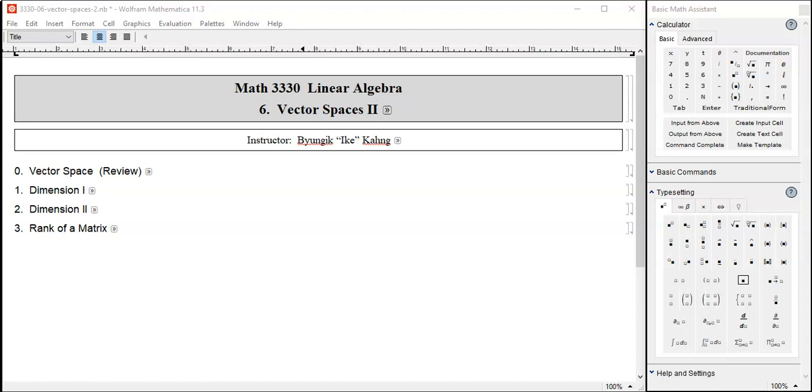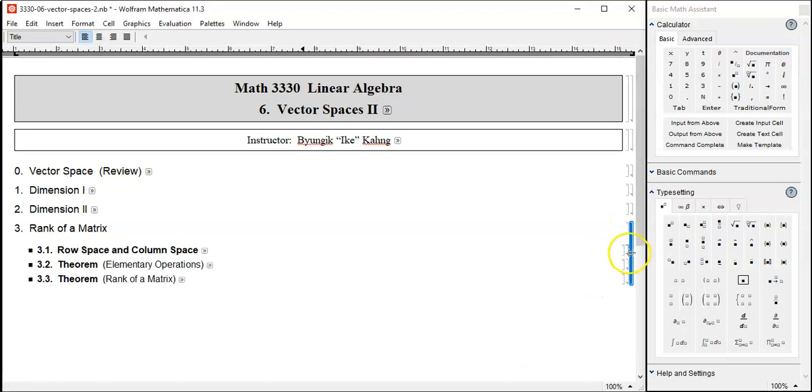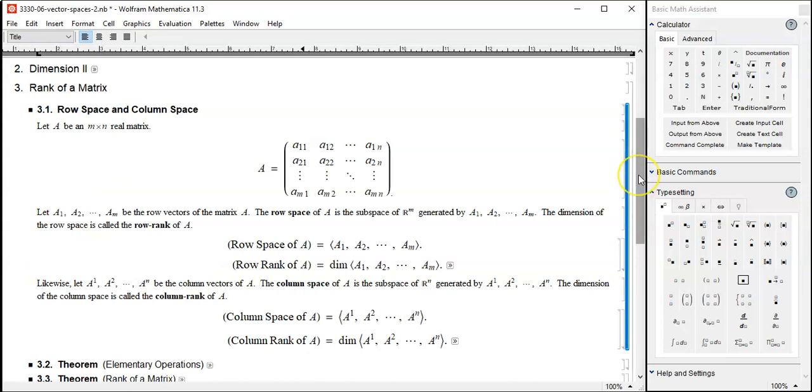Hello students, the final topic is rank of a matrix. This is not really an essential topic because we're going to cover rank of linear maps in the next chapter, but let's talk about it anyway. Let's begin with the concept of row space and column space.